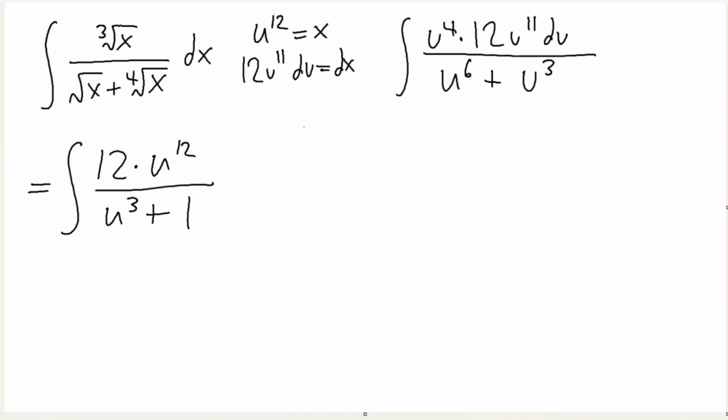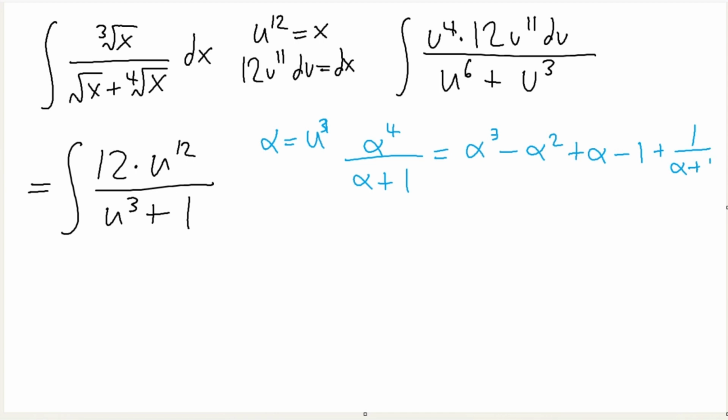I prefer geometric polynomial division. So let alpha equal u to the power of 3, technically. So then we have alpha 4, alpha plus 1, right? So then this would be alpha cubed minus alpha squared plus alpha minus 1 plus 1 over alpha plus 1. And then we just substitute u cubed back in. So that's pretty much what this is.